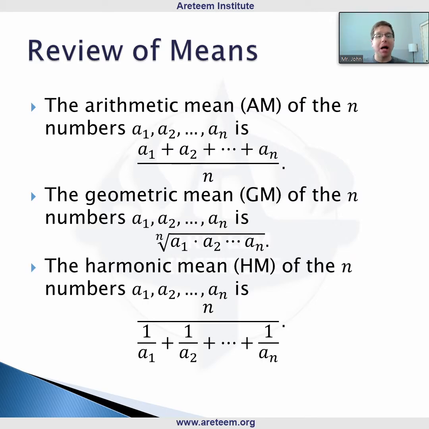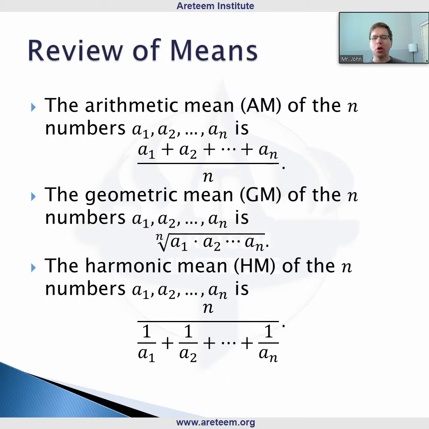Last one, harmonic mean, HM. You can think of the harmonic series, which is the series 1 over n, things like that. It's reciprocal. So we have n divided by the sum of the reciprocals of all of the numbers. This looks a little bit like the arithmetic mean, except it's flipped, and the a_i are all flipped as well.